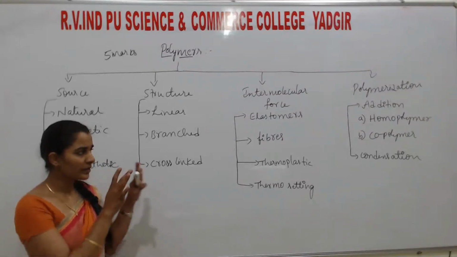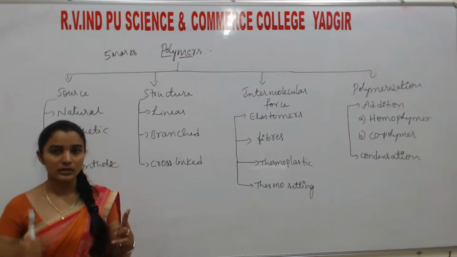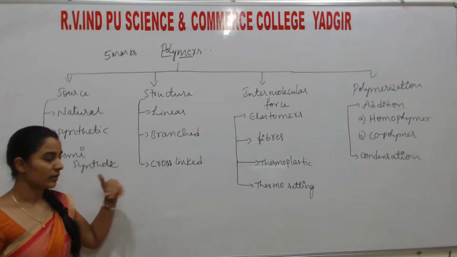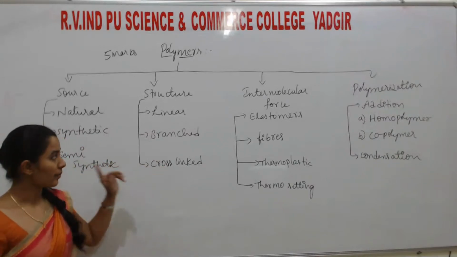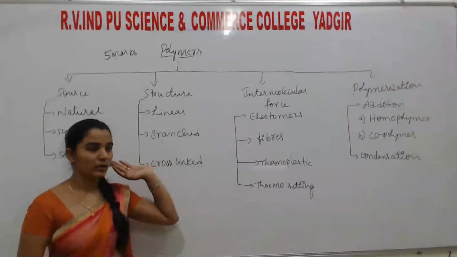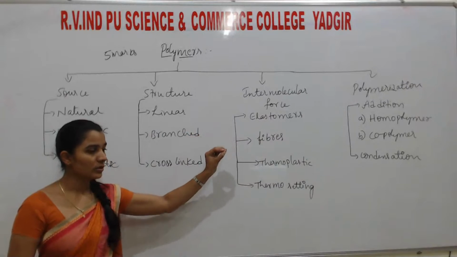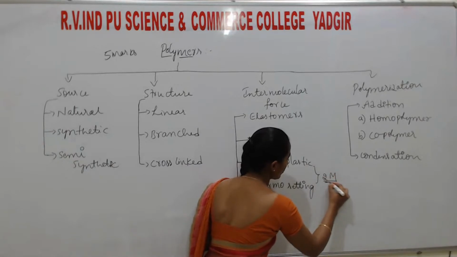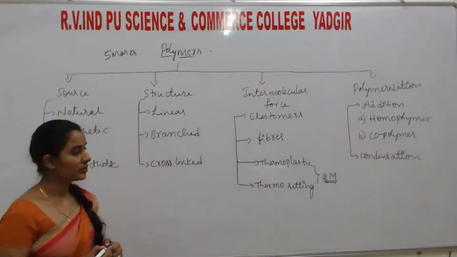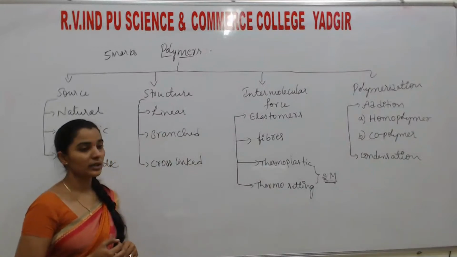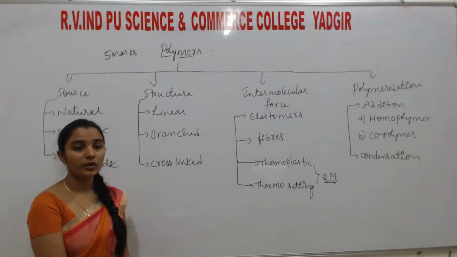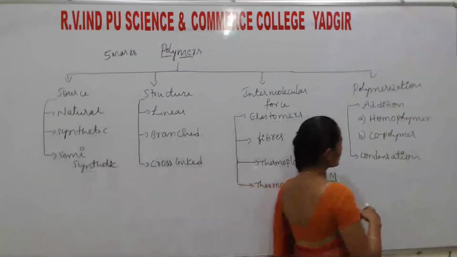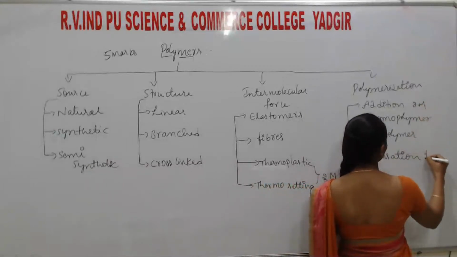Understand, students? Based on this, the 2 marks questions would be: what are natural polymers? Give an example. What are synthetic? Give an example. What are semi-synthetic? Give an example. What are linear polymers? Give an example, like that. And the difference between thermoplastic and thermosetting polymers is very important for 2 marks. Understand? And addition and condensation is also important for 2 marks.